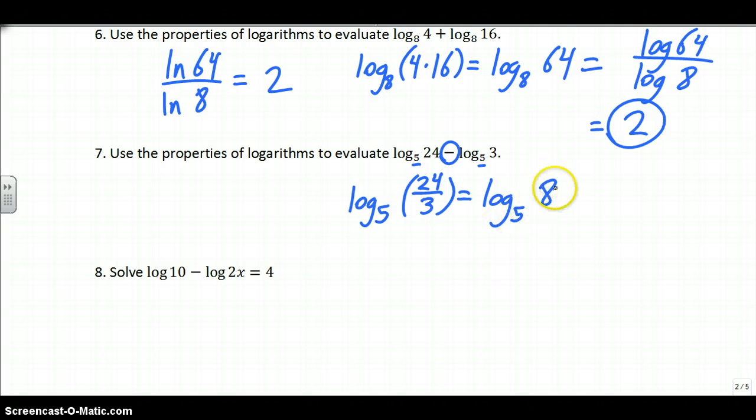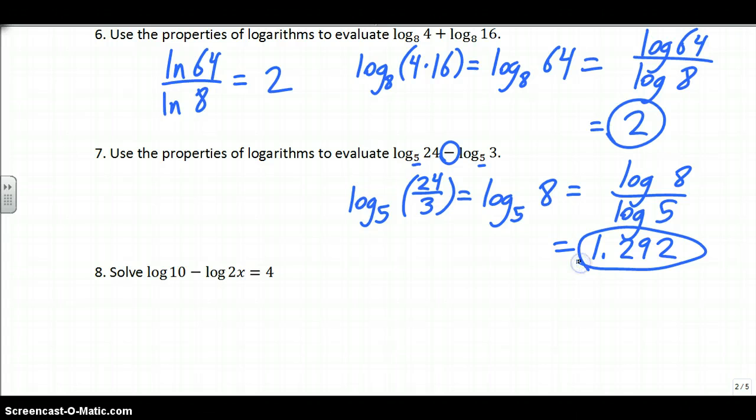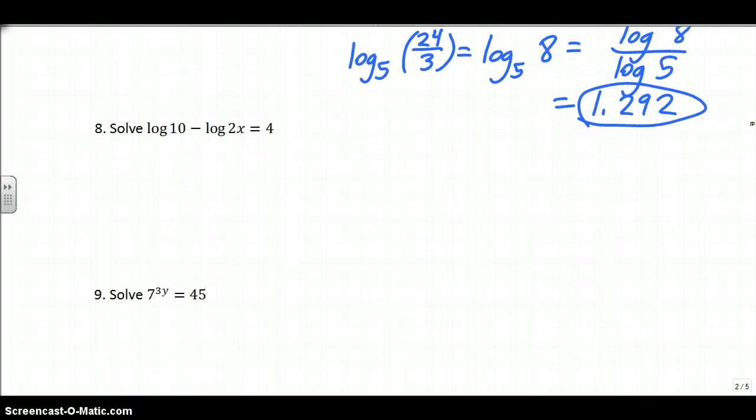Once again, I can't do log base 5, but I can change the base. So I'm going to do log of 8 divided by log of 5. This one will not come out as pretty as the last one. They'll probably ask for 3 decimal places, so 1.292 it is. Okay. So far, so good. Number 8, solve log of 10 minus log of 2x equals 4.